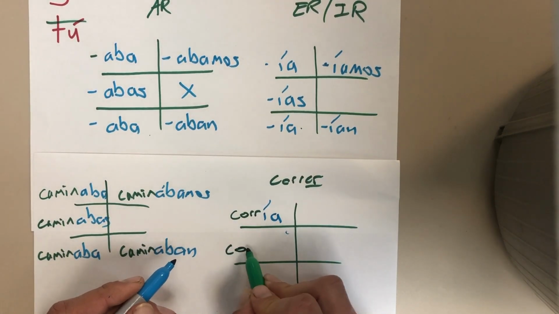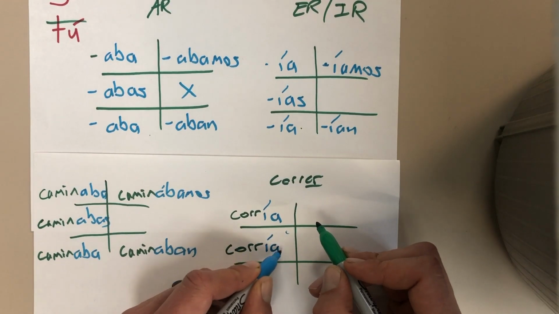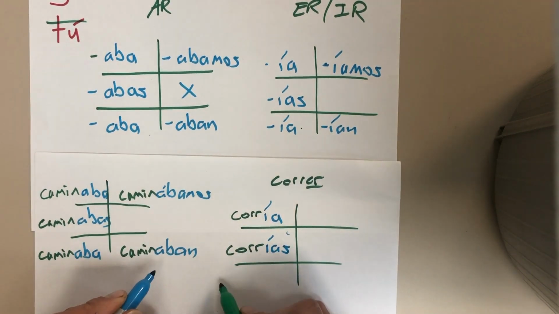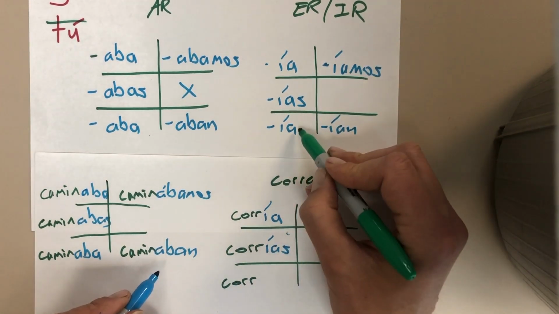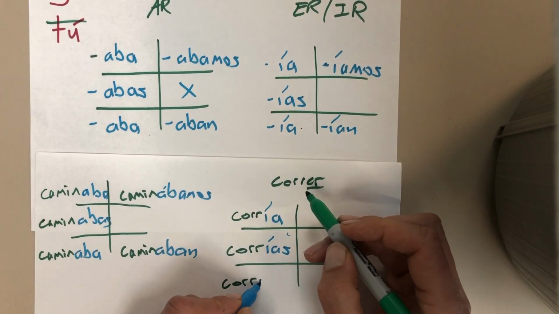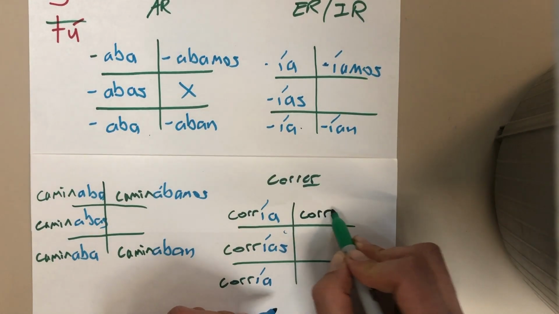Where did you run? In Korea. You used to run all the time too. Say it for me. Corrías. Good. She used to run all the time. Ella corría. You okay? Is this making any sense? A little bit.